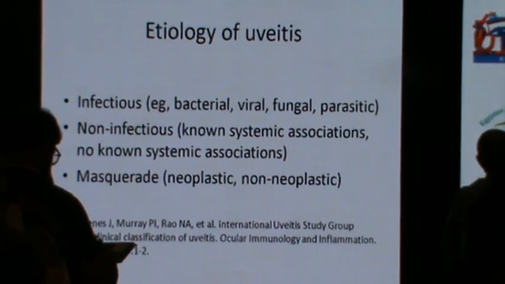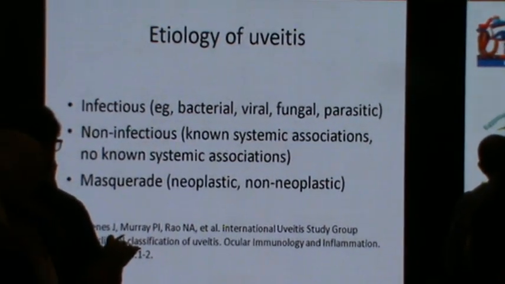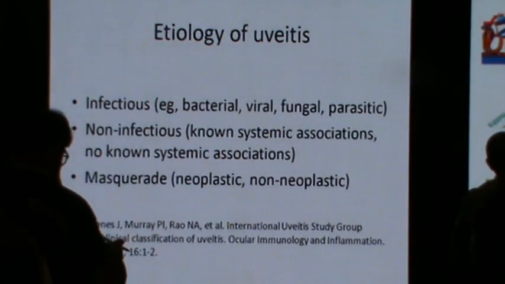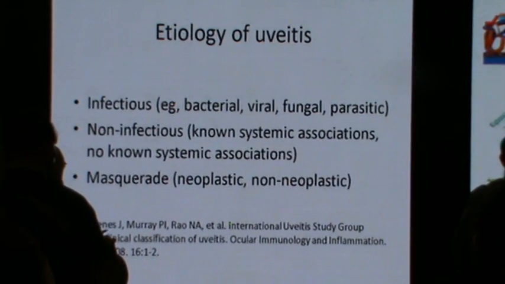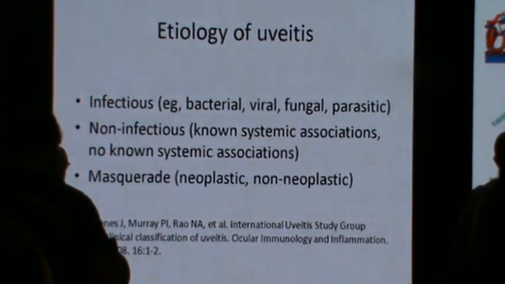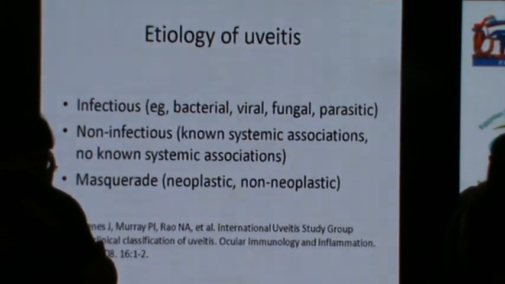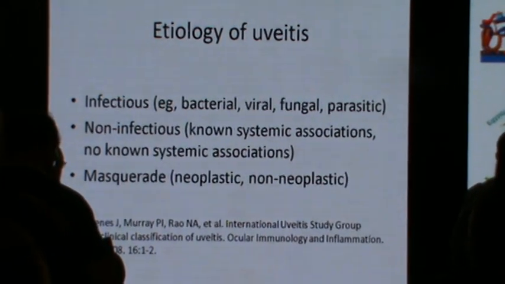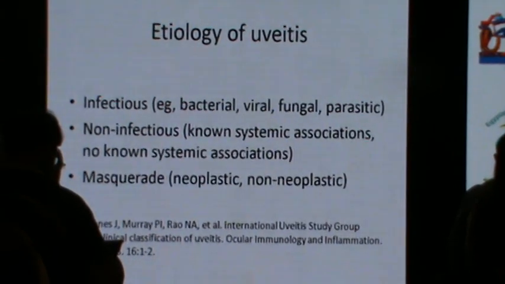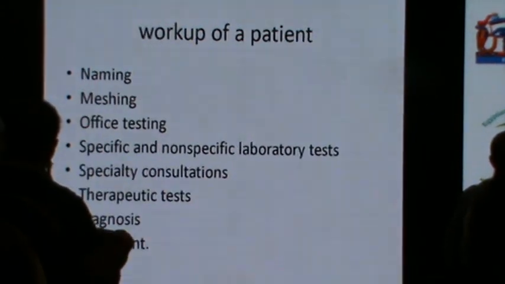And the last group are the masquerades. Sorry. We have the masquerades. We have neoplastic and non-neoplastic. We are all familiar with neoplastic causes of uveitis, but what are the non-neoplastic? The most famous is the retinal detachment, acute retinal detachment. I have seen several cases that were misdiagnosed as uveitis, and in fact, they had acute retinal detachment, especially if they have cataract. In these cases, I think this scan is important.